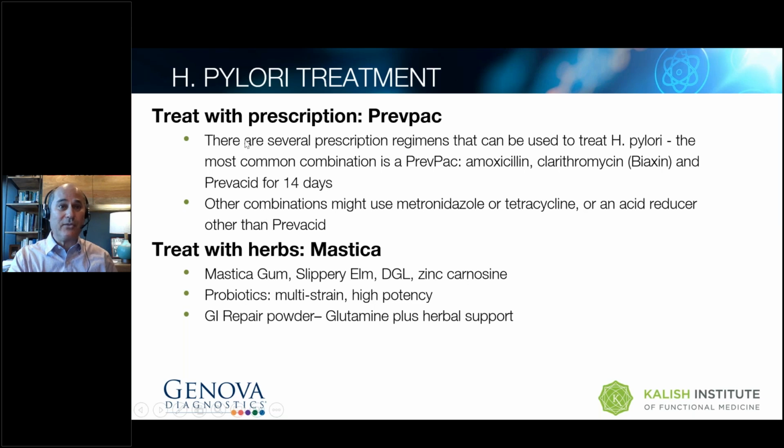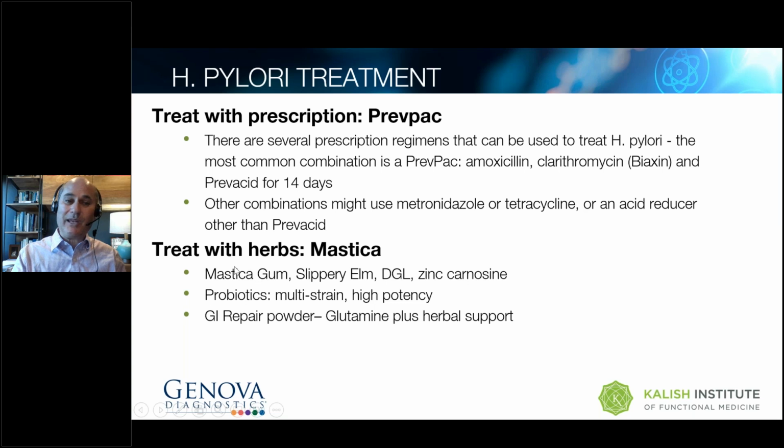There's a bunch of different ways you can treat it, right? You can use a Prev pack. That's the most commonly used thing, I think, in the US. Some people use other drugs. There are different opinions about what might work best if you're using a prescription. And when you're treating with herbs, mastica gum combined with things like slippery elm, DGL, and zinc carnosine work really well. I'll do some protocols at the very end so you can see how you'd actually lay that out. Then probiotics, super high potency probiotics, can make a huge difference. And of course you want to repair all the damage, so glutamine related powders plus herbal support to repair the damage.